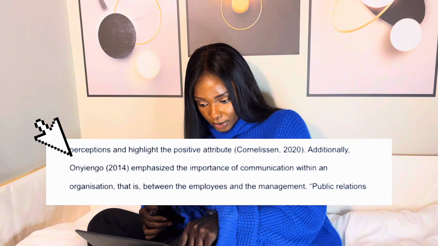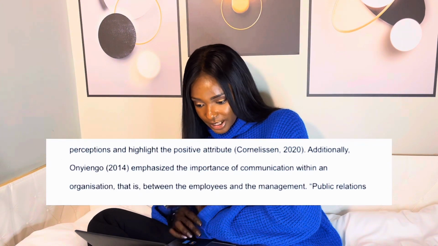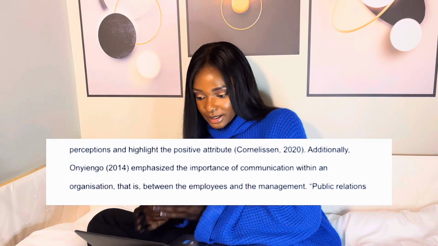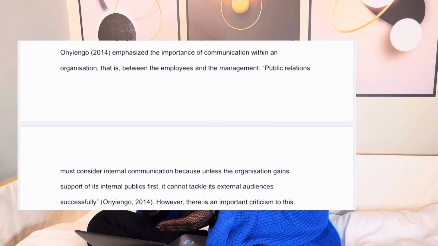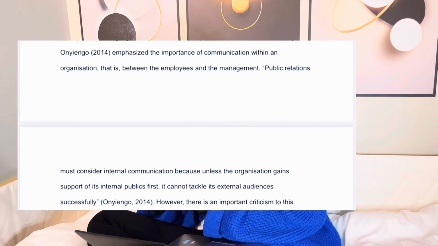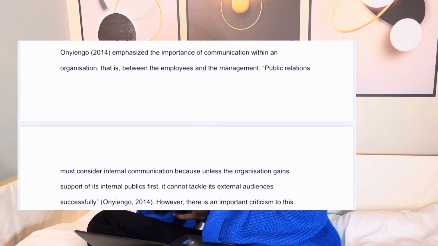Now I'm adding another academic source. Onyengo 2014 emphasized the importance of communication within an organization, that is between the employees and the management. Then I'm adding a direct quote from Onyengo. "Public relations must consider internal communication because unless the organization gains support of its internal publics first, it cannot tackle its external audiences successfully." These were the exact words of Onyengo in his book, so that's why it's in a direct quote. Now I've given my point, evidence, explanation.